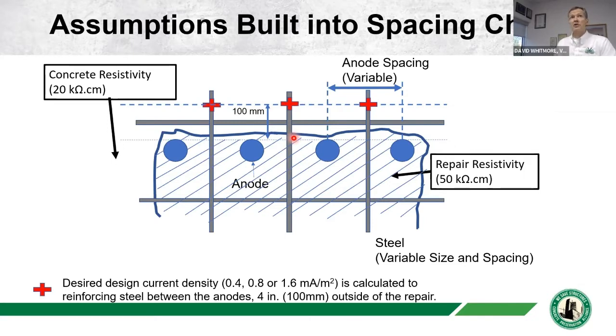The spacing charts also assume that the concrete resistivity is 20,000 ohm centimeter, which I think is a fairly reasonable or conservative assumption if you're dealing with chloride contaminated concrete. That may be somewhat different if you're dealing with carbonated concrete. And the assumption built into the spacing charts is that the resistivity of the repair material is 50,000 ohm centimeter, which is the maximum resistivity that we allow. And so that's kind of the worst case scenario that the chart is built on.